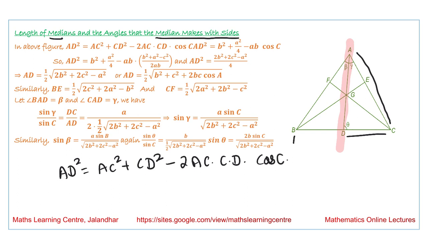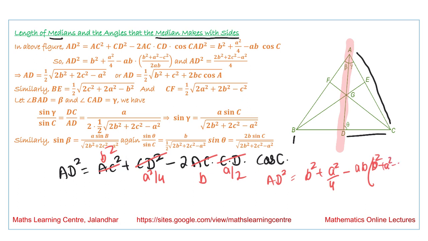Now, if we substitute the values over here, the side AC, this length AC, we will have it as B square. And when we are talking about CD, CD will be A by 2, so this value will be A square by 4. This AC length again is B, and this CD length is A by 2. So what we obtain is that AD square is equal to B square plus A square by 4 minus AB into cos C, and we can write cos C as B square plus A square minus C square divided by AB. These two terms get cancelled.